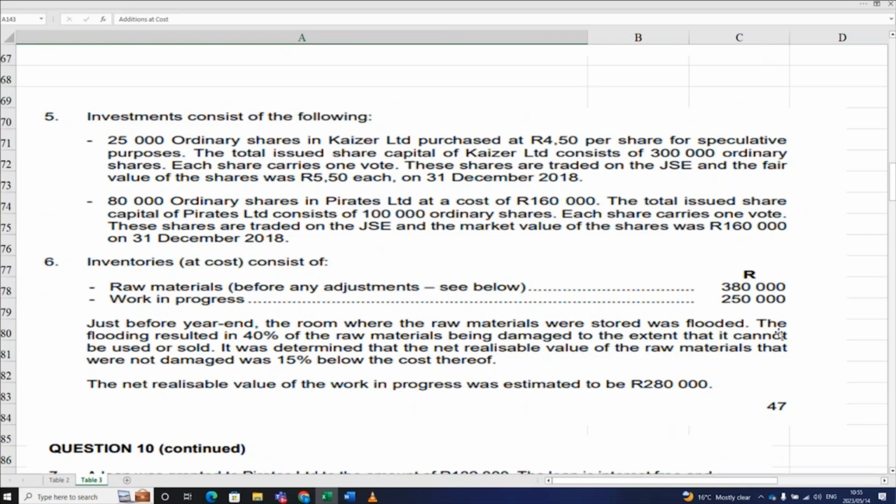And then 80,000 ordinary shares in Pirates Limited at a cost of 160,000. The total issued share capital of Pirates consists of 100,000 ordinary shares, right? So that's 80,000 out of 100,000, okay? So that means 80%, meaning that Pirates is a subsidiary. Okay.